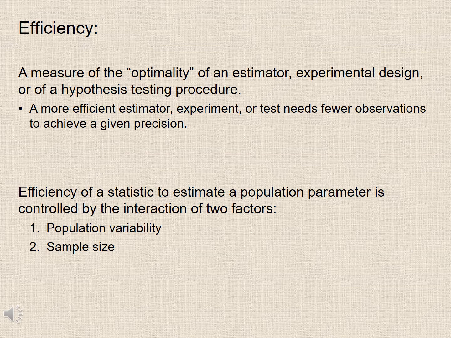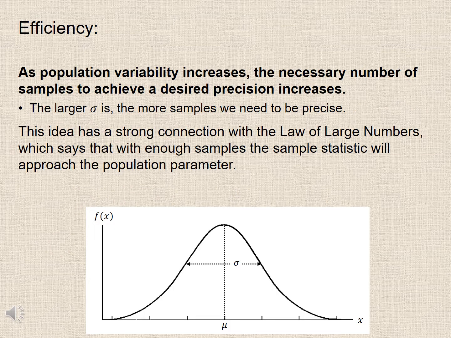When we look at how efficiently a statistic provides an estimate of a population parameter, two things interact to control this process: the population variability and the sample size. A general rule of sampling is that as a population's variability, or the range of possible values an observation can have, increases, the number of samples necessary to achieve a desired precision increases. Meaning that the larger our population standard deviation is, the more samples we need to be more precise.